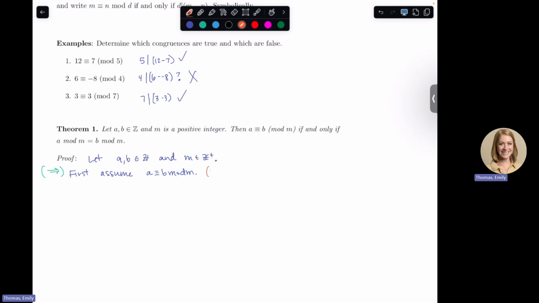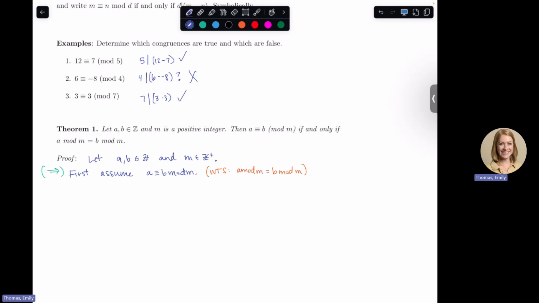What are we trying to show here? I got to just make sure that I know what I'm trying to show. If I had done scratchwork tonight, that would have never happened. That A mod M equals B mod M? So I want to show that they have the same remainder mod M, and that's how we're going to use quotient remainder theorem to do it.